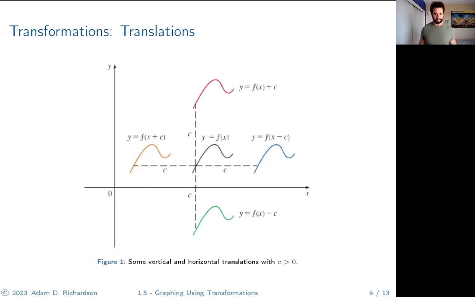Okay, so here's just a general picture of what all these different types of translations look like. You've got your original function f of x right here. You shift it up by a value c, you shift it down by a value c, you can shift it to the right by a value c, and you can shift it to the left by a value of c, just like so. So that's really what we're looking at. And by adding c to the input or adding c to the output, that gives you horizontal or vertical shifts.